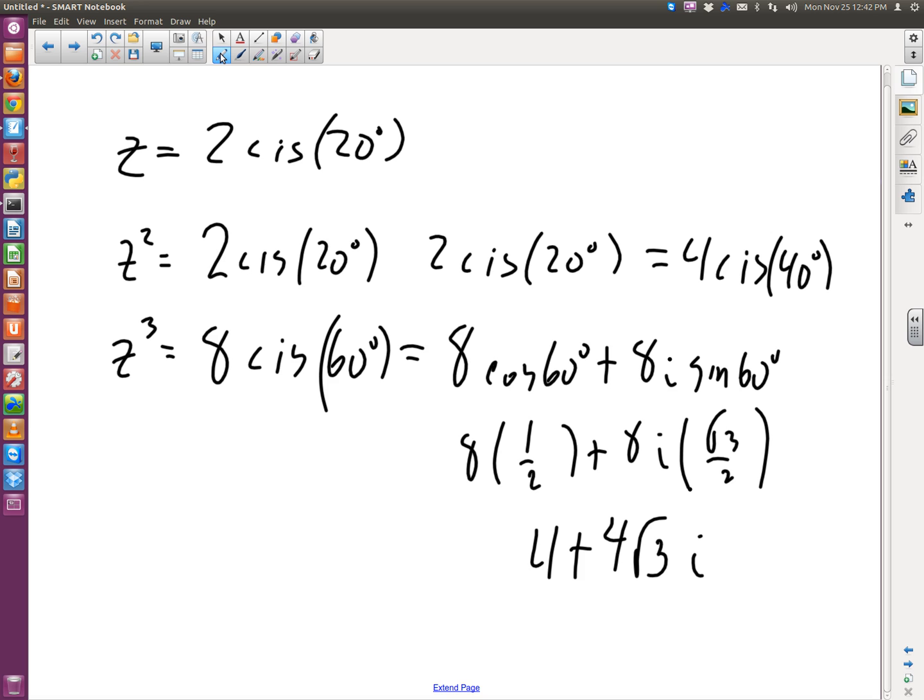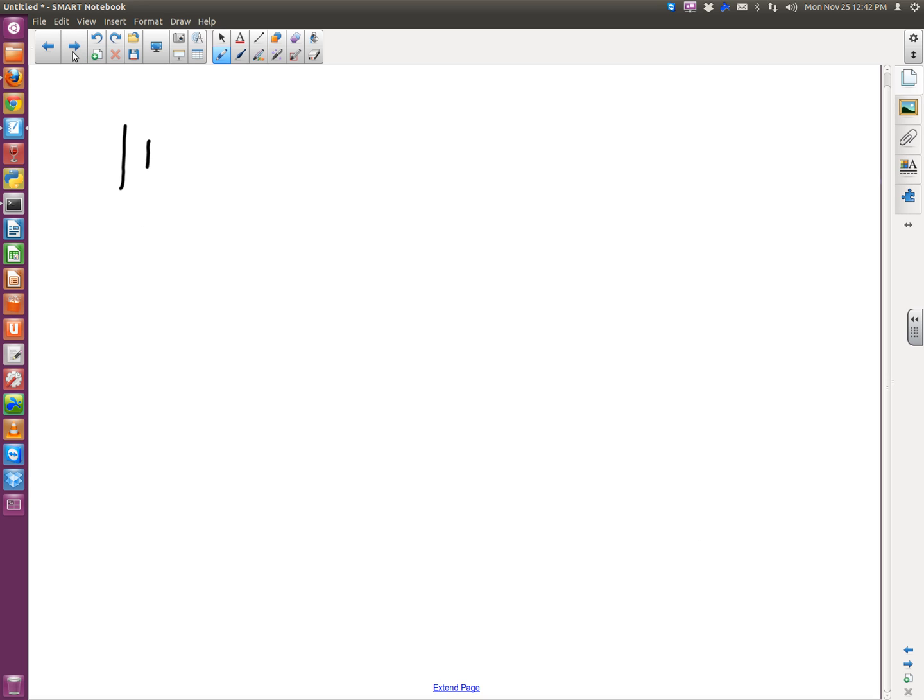This is powers right here, right? Powers is just a lot of multiplying. So you're just going to multiply the r's a lot. You're going to add the angles a lot, right? Okay, so let's do this one. What if I want 1 plus i to the 4th? How do I do that?